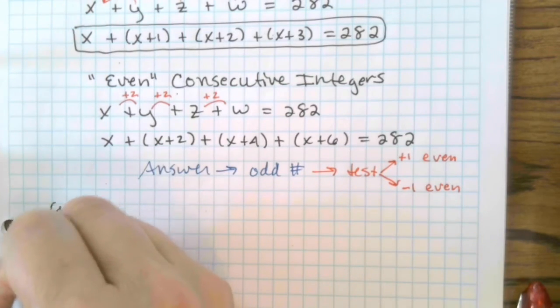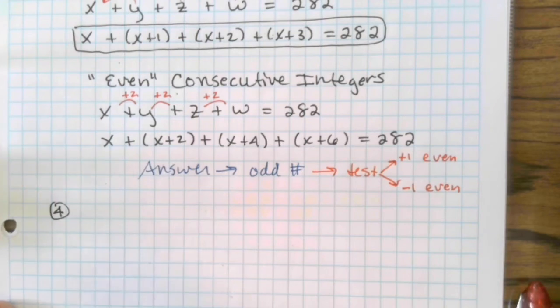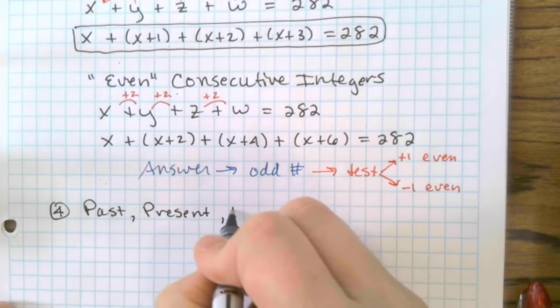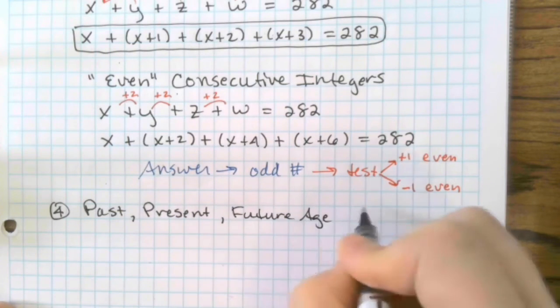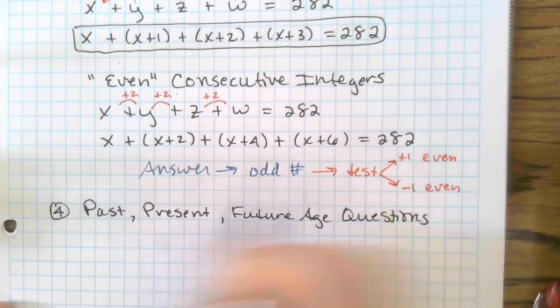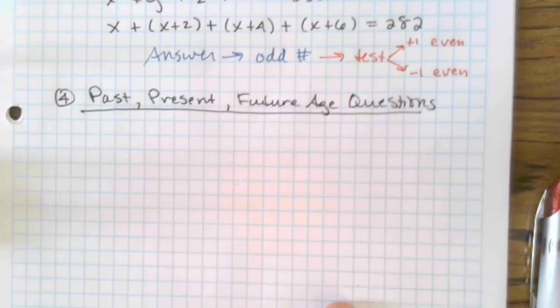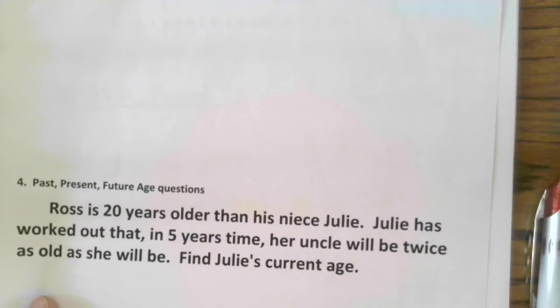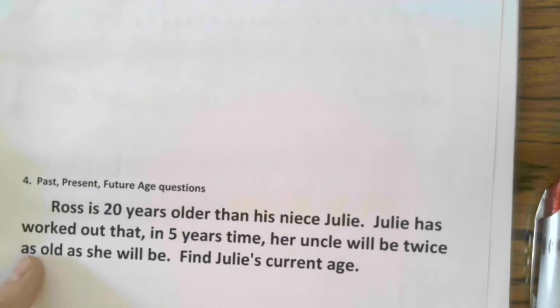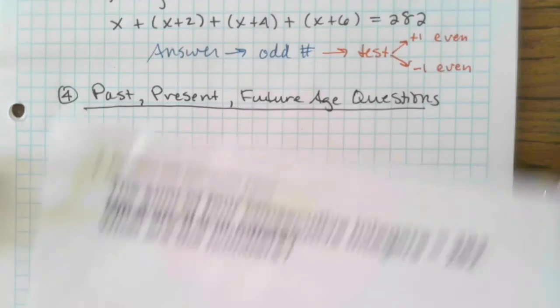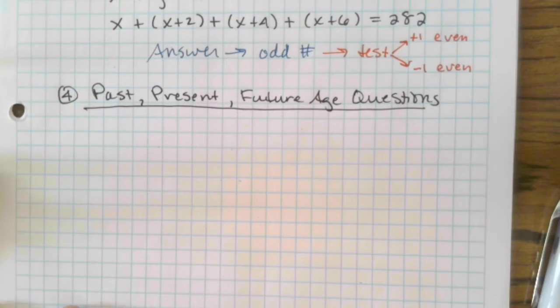All right, problem type number 4, last one. Past, present, and future age questions. Obviously, you spot it because you're talking about past, present, and future ages. Here's an example of a past, present, and future age question. Ross is 20 years older than his niece, Julie. Julie has worked out that in 5 years' time, her uncle will be twice as old as she will be. Find Julie's current age.